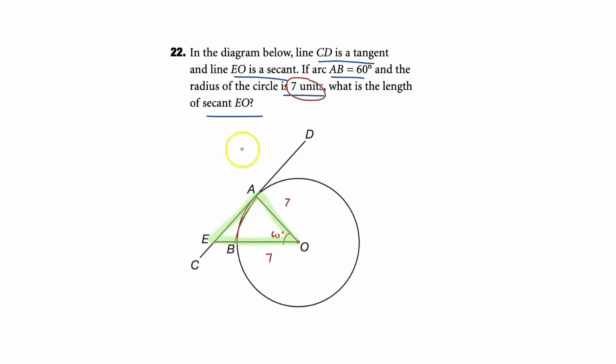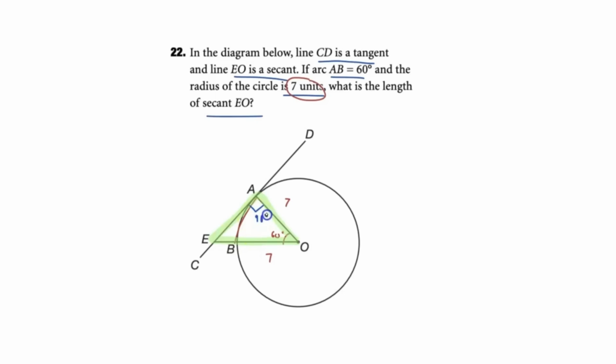Let me switch back to my pen. We can see that this line AO is really from the center to any point on the outside of the circle. And then guess what? Line CD is a tangent. And so that creates a 90-degree perpendicular angle. So this is 90 degrees. Oops. So that is 90 degrees.